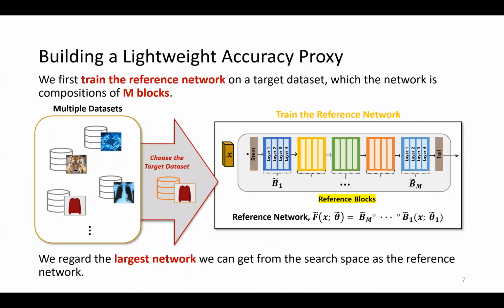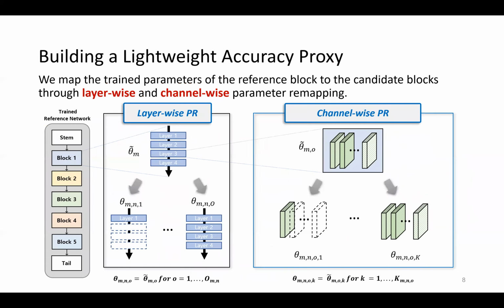Specifically, we first train the reference network on a target dataset. In this work, we regard the largest network we can get from the search space as the reference network. Then we map the trained parameters of the reference block to the candidate blocks. And if the size of the candidate block is smaller than the reference block, then we remap the corresponding parameters layer-wise and channel-wise.